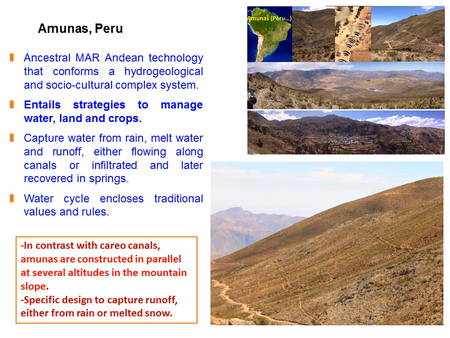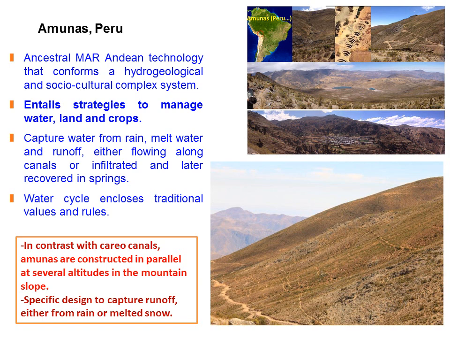The equivalent Peruvian amunas is an ancestral Andean MAR technology that forms a hydrogeological and socio-cultural complex system. It entails strategies to manage water, lands, and crops. In contrast with the Careo canals, both pre-Columbian and from different continents, amunas systems are constructed in parallel at several altitudes in the slope of the mountain.